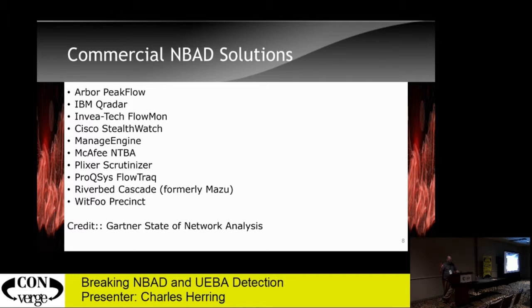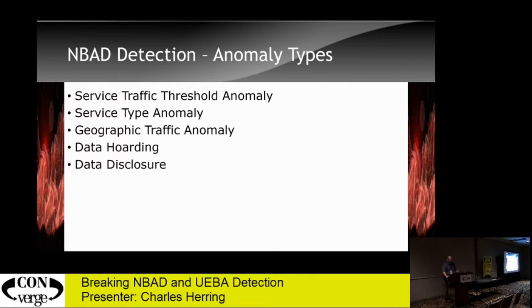This is a list compiled by Gartner of different tools that do this. Mine's the bottom one. I used to sell Cisco StealthWatch at the top. When you're looking for what type of anomalies are in the wild right now inside of NBAD programs, you're looking for service traffic threshold anomalies, how much web traffic is being exchanged between the internet and the web servers, how much data is accessed from the internal data stores, those types of things.